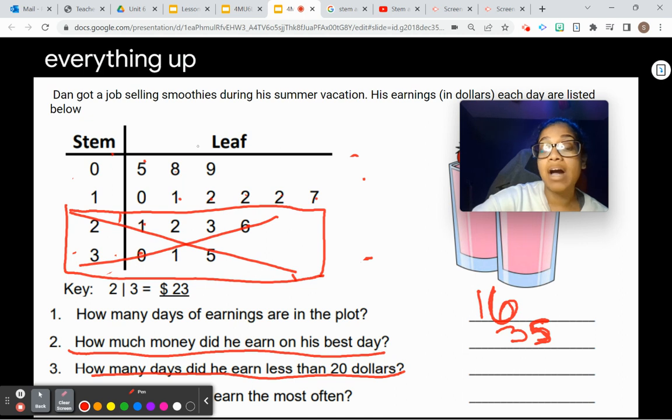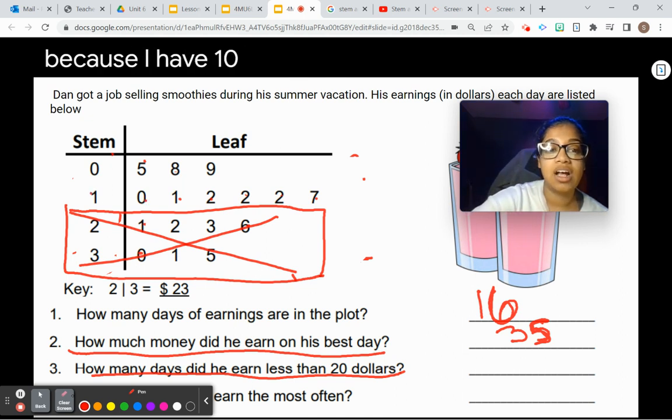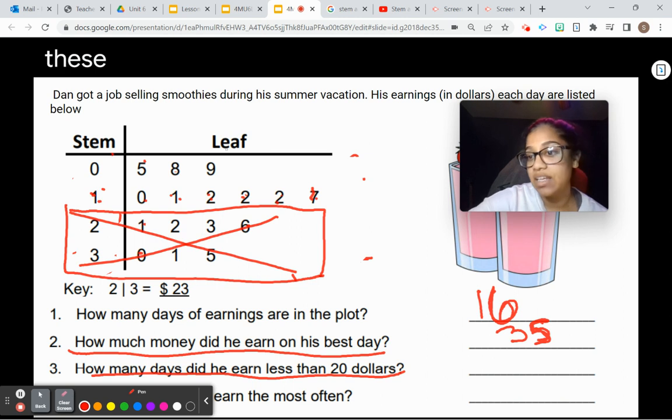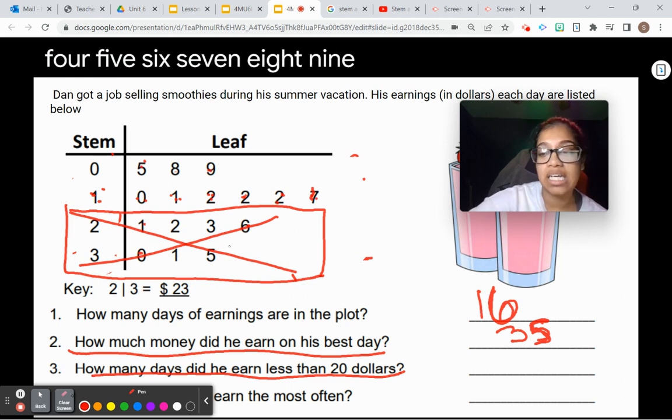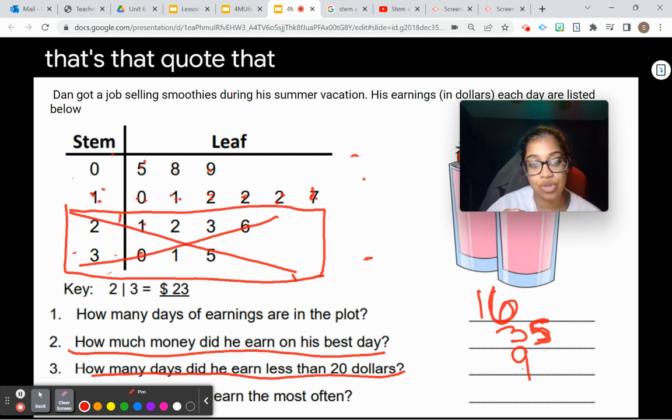Now, everything above it is going to be less than 21, right? Because I have 10, 11, 12, 12 again, 12, and 17, right? So what I can do is count my leaves again to see how many days we made less than $20, because we know all of these leaves and all of these stems are going to be less than 20. So let's count them. We have 1, 2, 3, 4, 5, 6, 7, 8, 9 data points that are going to be less than 20. So we can put down 9. That's that answer right there.